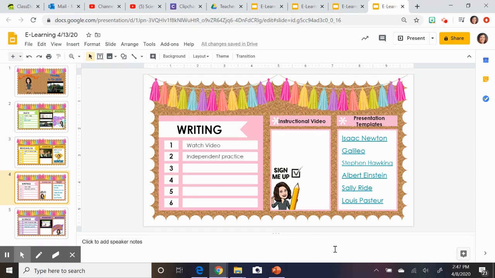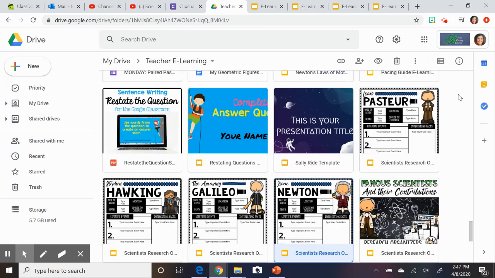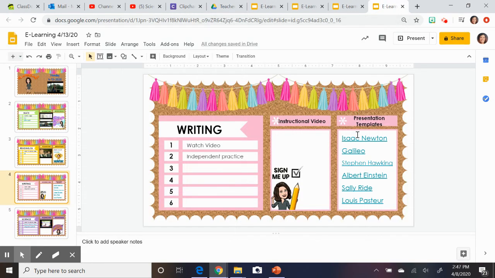Okay, so you've done all of your research. Everybody went through and did their research pages, and this is what they look like. You should have done Albert Einstein, Sally Ride, Louis Pasteur, Stephen Hawking, Galileo, and Isaac Newton. Now, your assignment for writing this week is to pick one of your favorite people. Who was your most favorite person that you researched last week?